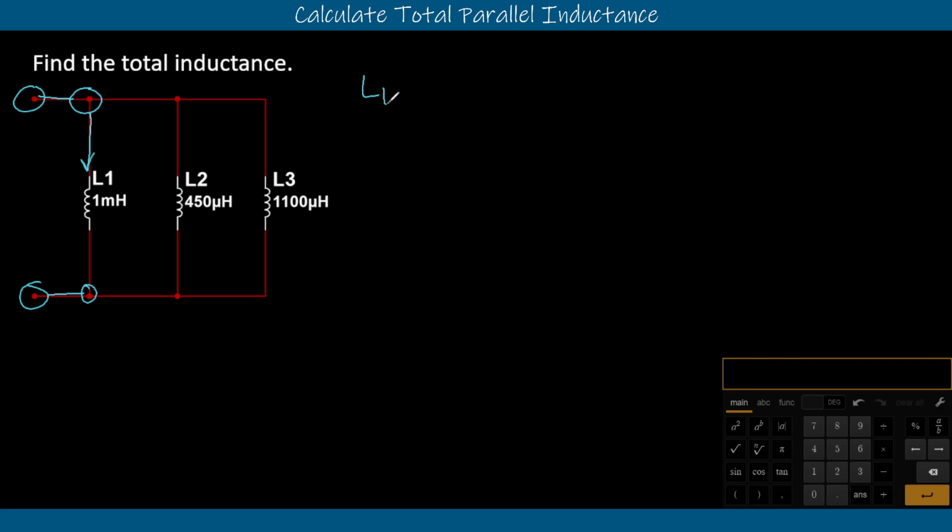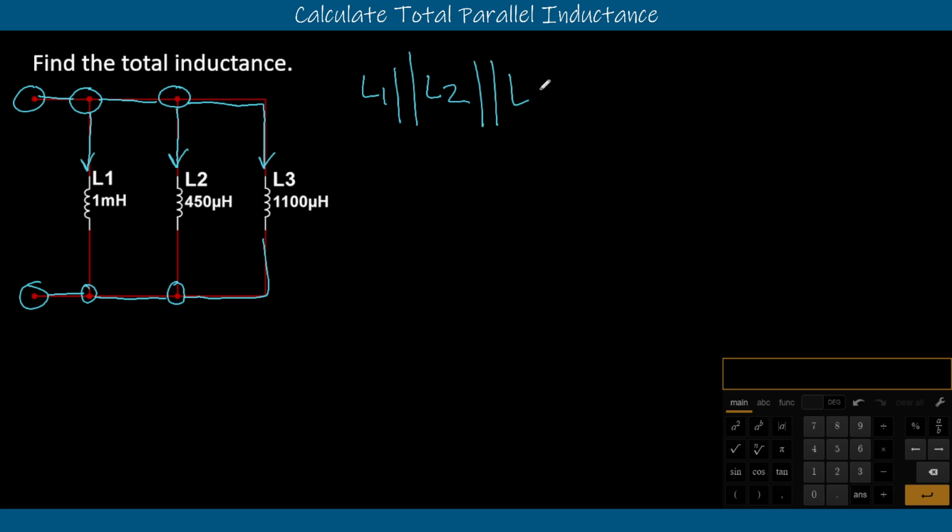So we'll say that L1 is in parallel with the next branch over. We'll continue on and see that there is another branch here that leads down through L2, and that connects at the bottom to our ground location also. So that's L1 in parallel with L2. And you see there's yet another branch here that leads down through L3, and that connects down to the bottom ground also. So that is L1 in parallel with L2 and parallel with L3.